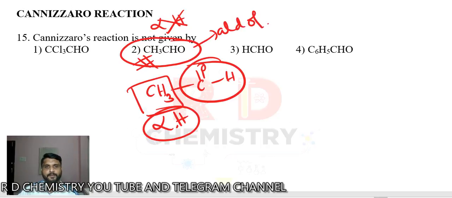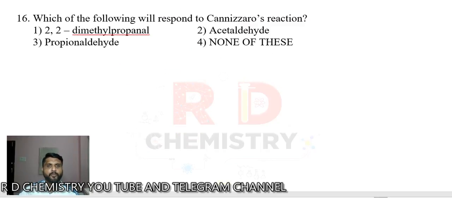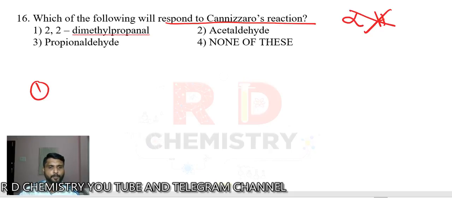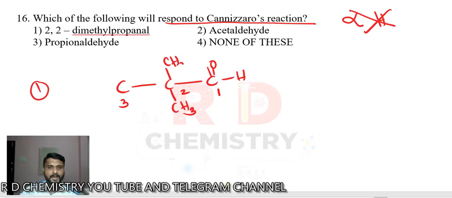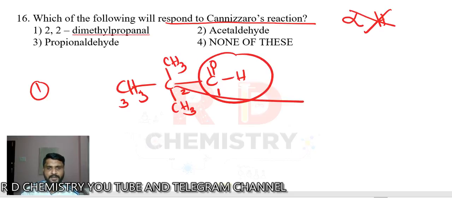Okay, fine. Next question: which of the following will respond to the Cannizzaro reaction? To undergo the Cannizzaro reaction, the compound must not contain an alpha hydrogen atom. Let's see the first option, 2,2-dimethylpropanal, an aldehyde. They are given carbon number 1, carbon number 2, carbon number 3, correct? So at the second carbon, 2,2-dimethyl, your CH3 groups should be there. With respect to the CO group, there is an alpha carbon atom.